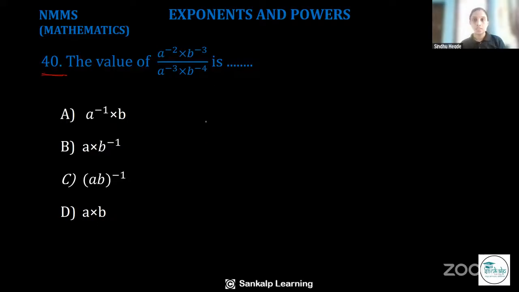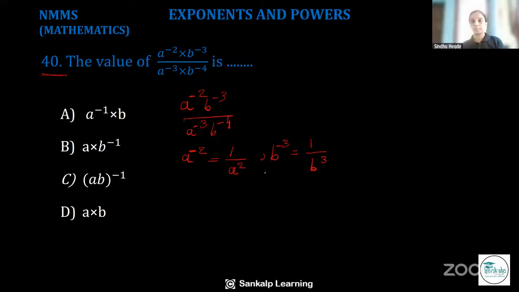The value of the given expression a raised to minus 2 b raised to minus 3 divided by a raised to minus 3 b raised to minus 4. So let us take one by one here. First we will consider a raised to minus 2. Here the minus sign indicates inverse, so it becomes 1 by a raised to plus 2. Similarly, b raised to minus 3 is 1 by b raised to plus 3.